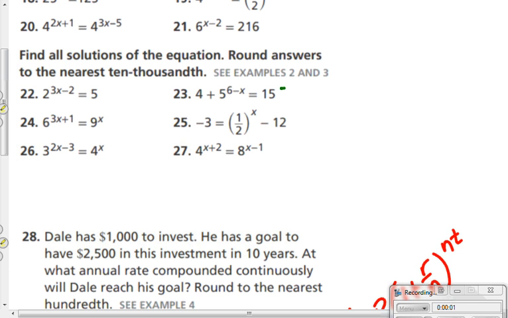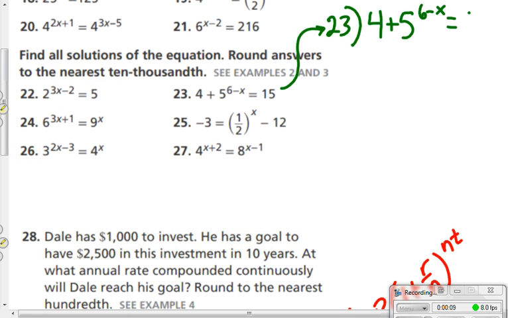23 from section 6.6. Let's rewrite the problem up here. 4 plus 5 to some power equals 15. The first thing I'm going to do in any of these problems where I'm trying to solve for the exponent is try to isolate the base and the exponent on one side. What I mean by that is anything else on that side of the equation needs to be removed before we can use logs to solve.